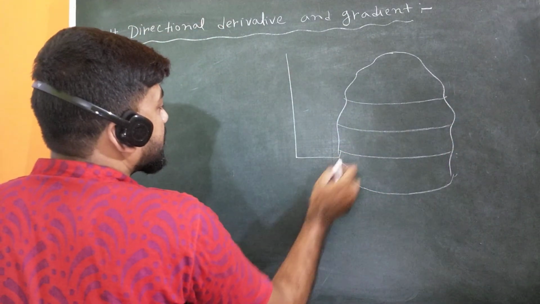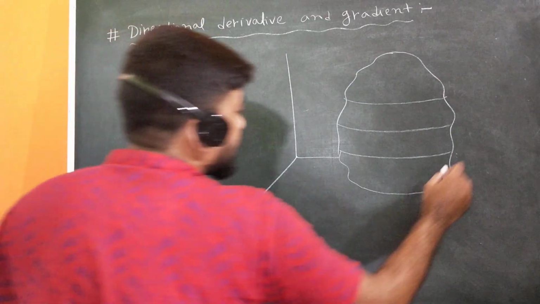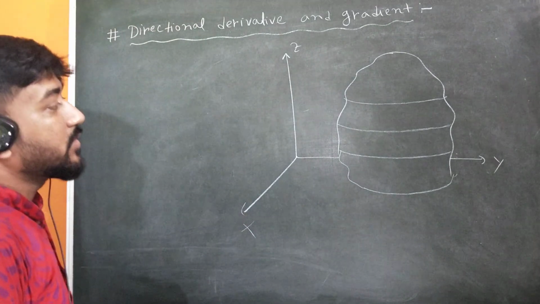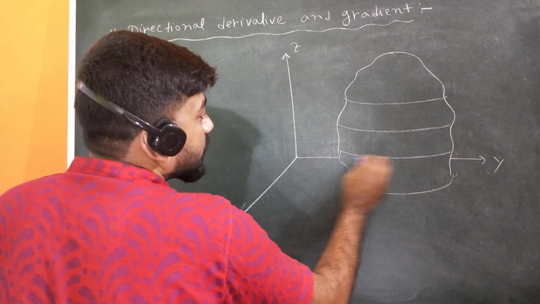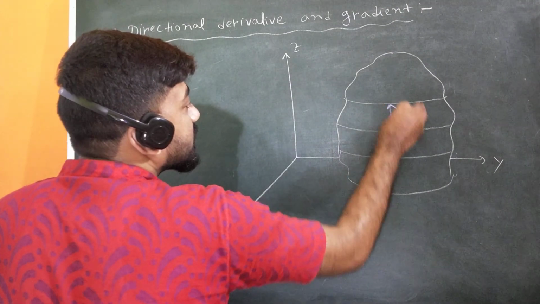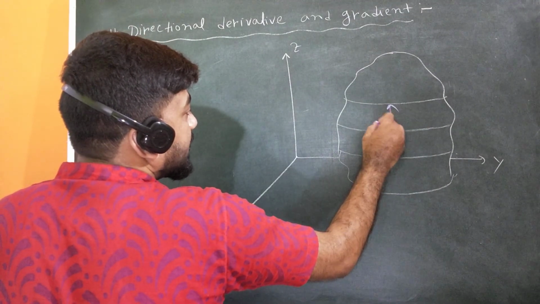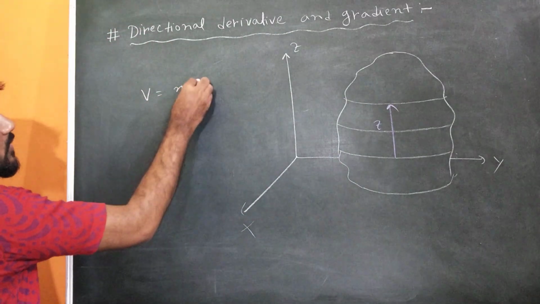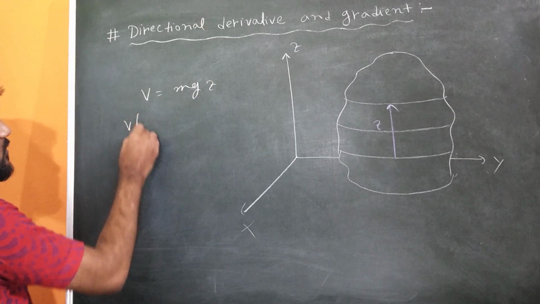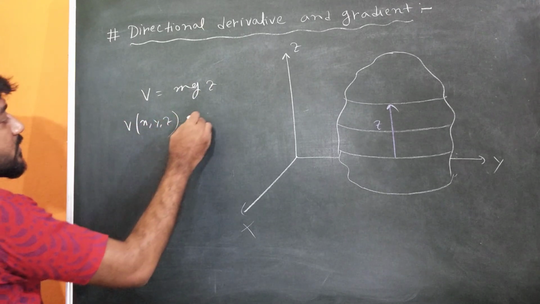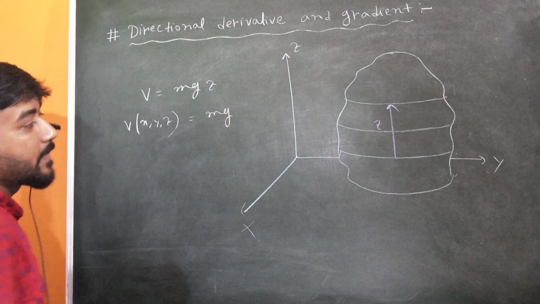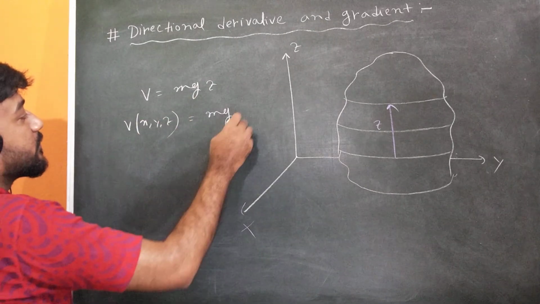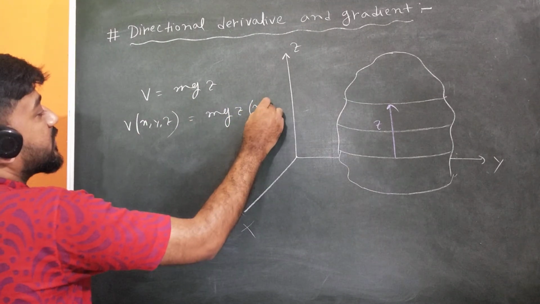So let me take this as our x axis, this as our y axis, and this as our z axis. Now at any particular point from this xy plane, if you take an upward distance or height z, then the potential V is equal to mgz. This is the potential. So V is a function of x, y, z, that means mg into z, and sometimes z is also a function of x, y. If z is also a function of x, y, then it can be said that V = mg z(x, y).